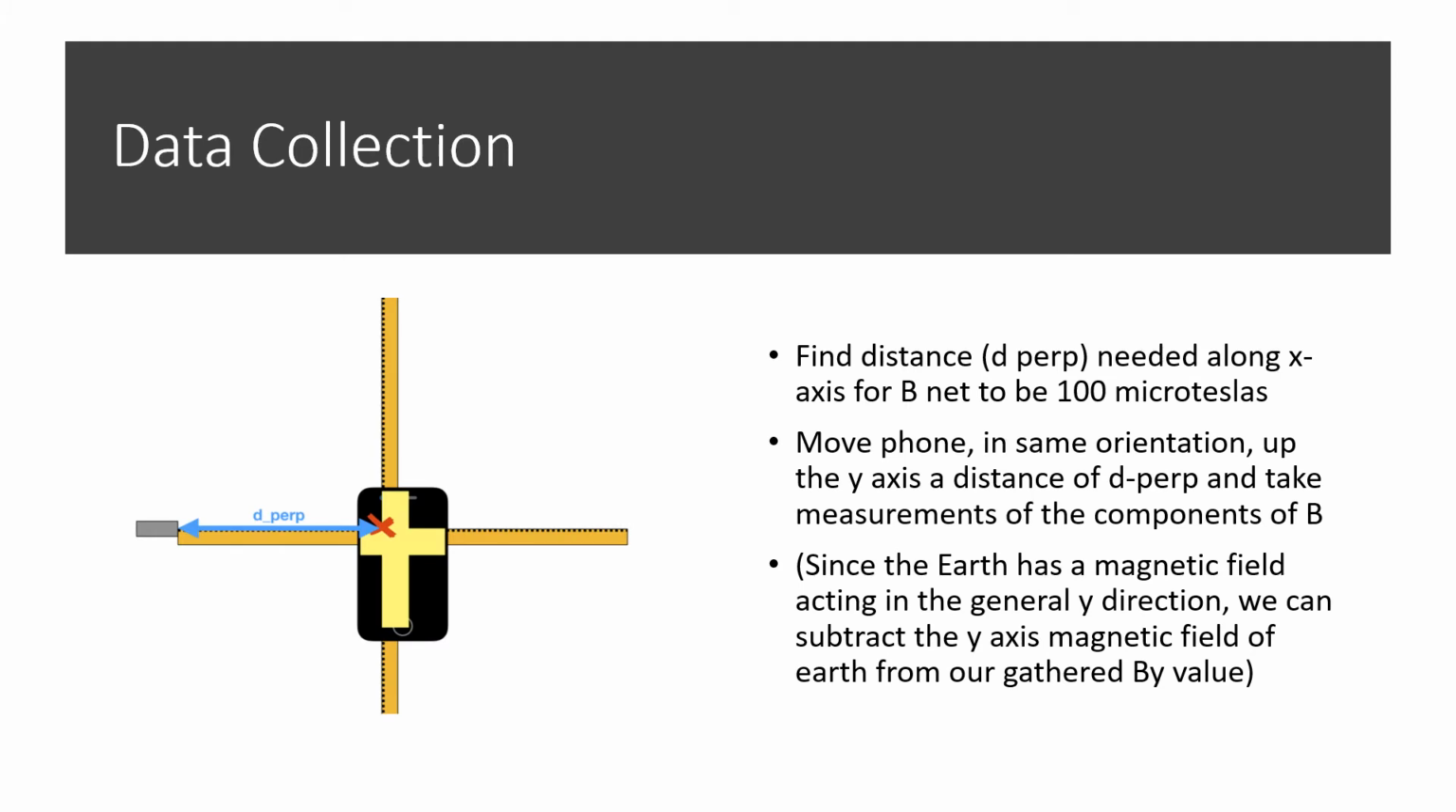And then we did similar measurements to find the perpendicular distance dependence. And so we found the distance d perp needed along the x-axis for the B net, or the net magnetic field, to be 100 microteslas. And then, keeping the magnet in the same place, we moved the phone up in the same orientation along the y-axis a distance of d perp and took the measurements of the net magnetic field. And since the Earth has a magnetic field acting in the general y direction, we could subtract the y-axis magnetic field of the Earth from our gathered By value.